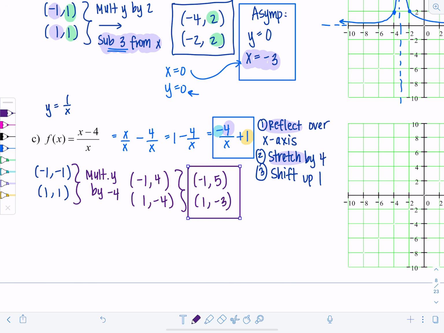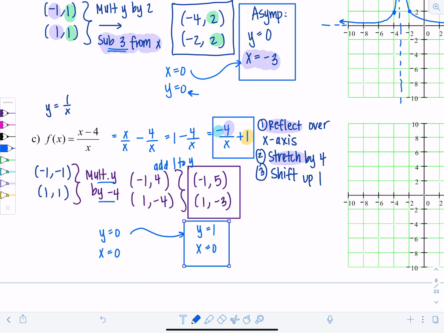And then let's think about the asymptotes. So the asymptotes start at y equals 0, x equals 0. If I multiply y by -4, that's not going to do anything. But here, oh, I forgot to write it. You add 1 to y. Add 1 to y. So that's going to move the horizontal asymptote up to y equals 1. X equals 0 stays the same.